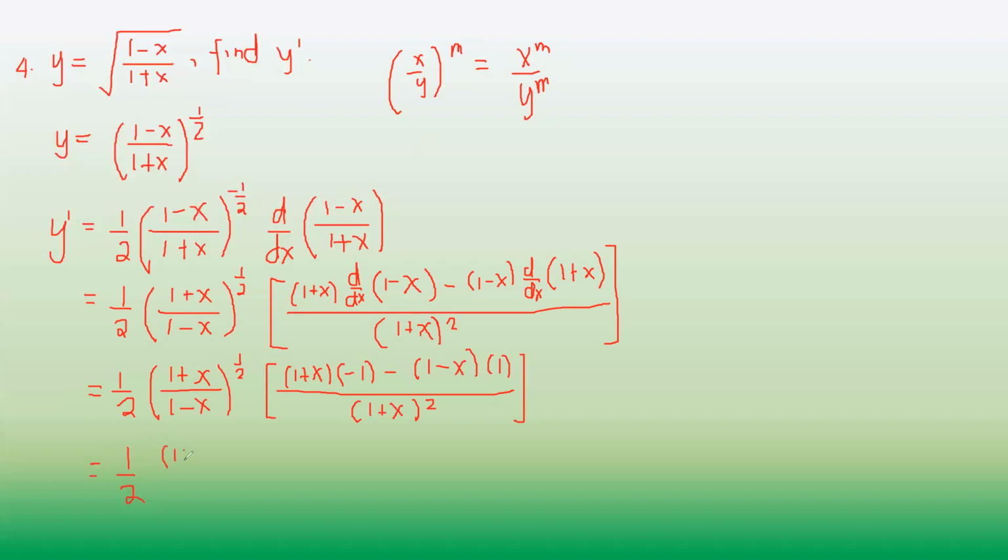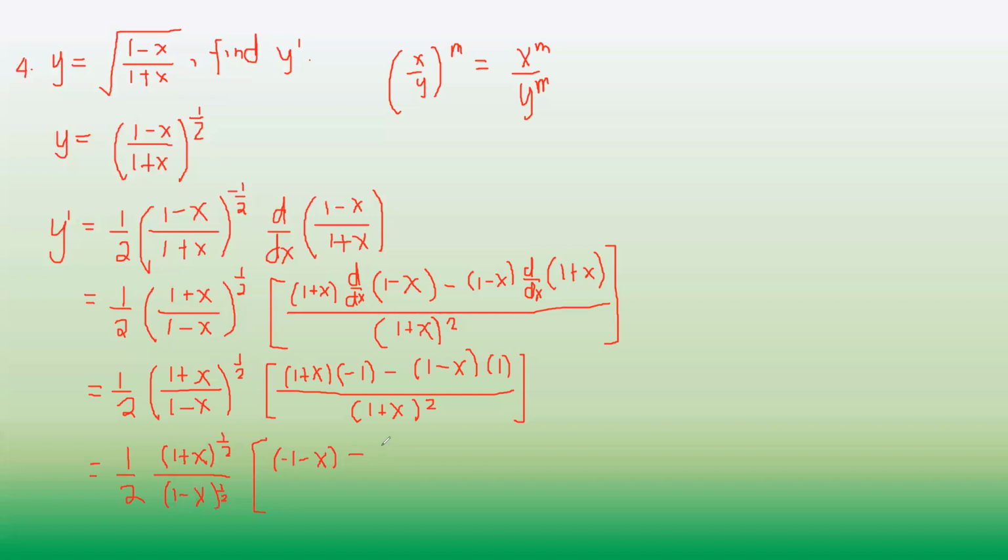Ito ay 1 plus x raised to 1 half over 1 minus x quantity raised also to 1 half. So, ayun. Times, multiply sa negative 1. So, we will have negative 1 minus x. Yung muna isa. Ito muna, negative 1 times 1, negative 1. Negative 1 times x, negative x.